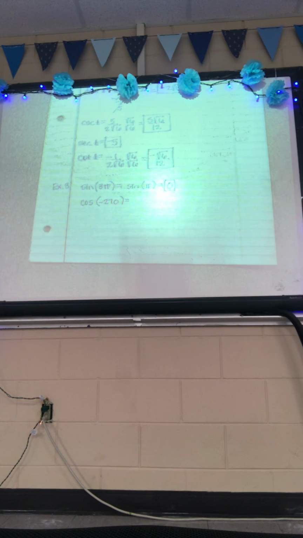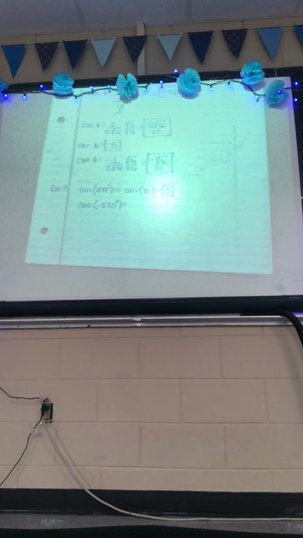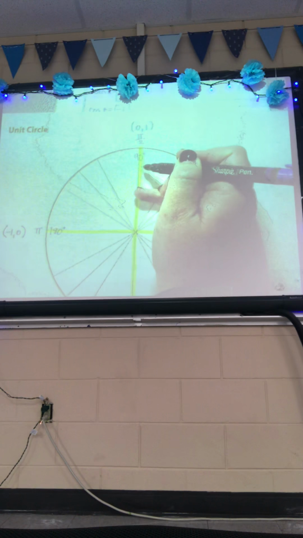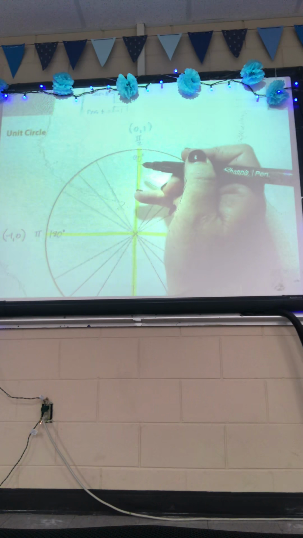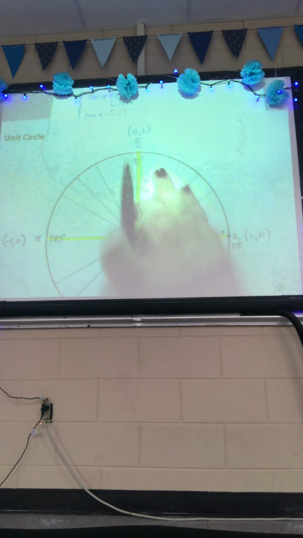Cosine of negative 270 degrees. It's going to be 0. Hold on a second, I got you. Negative 270, so I'm going this way 270 degrees. So it is in the same spot as pi over 2. So I'm at pi over 2, 90 degrees. So what was I looking for? The cosine. So what's the cosine? 0.